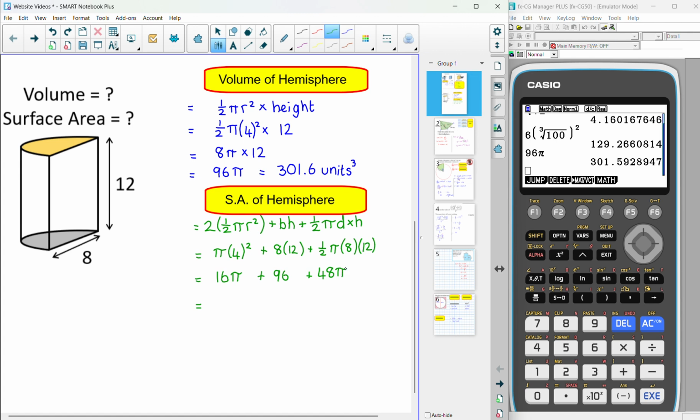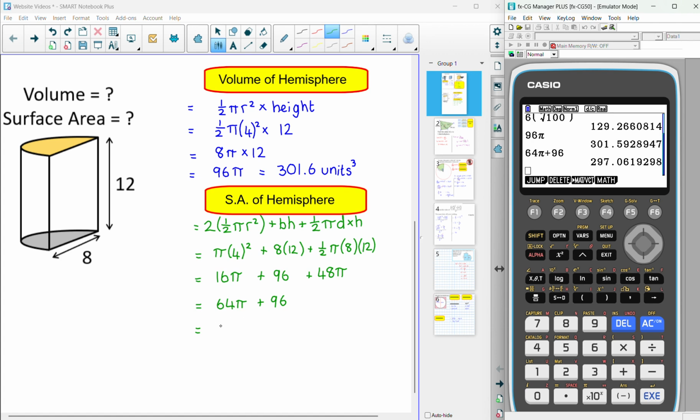Let's combine the two of these together. 48 pi and 16 pi is going to give you 64 pi plus the 96. Let's plug that into our calculator and let's see what that gives us. You're going to get 64 shift pi plus 96 and press the equals button over there, which will give you an answer of 297.1, and it's an area, so it's going to be units squared.